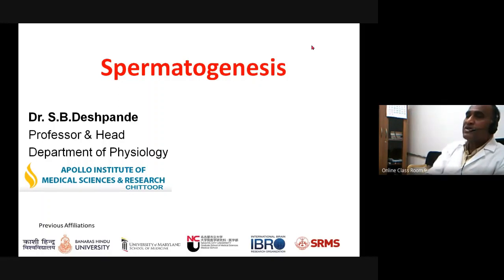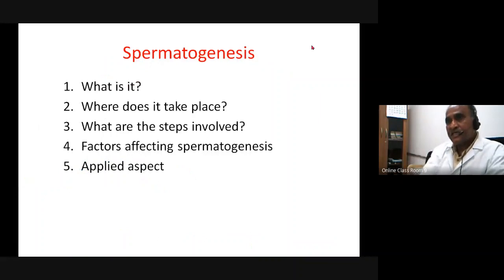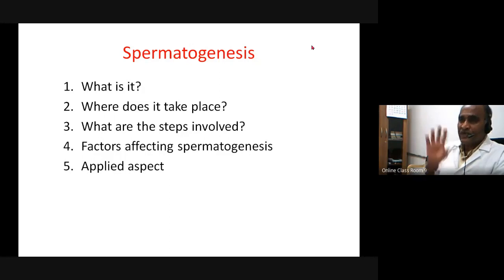This is a 5 marks question, very frequently asked. Now let us consider what it is, where it takes place, what the steps involved are, what the factors affecting spermatogenesis are, and what the applied aspect is. So I have divided 1 mark each for these questions. Let us see how we can do it.